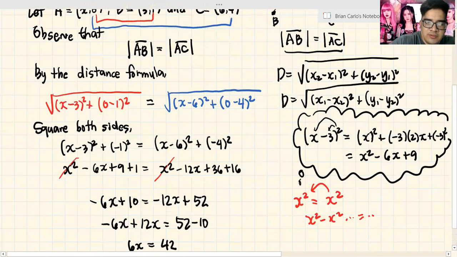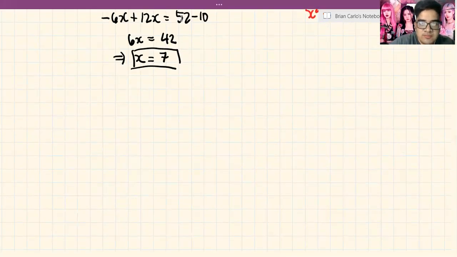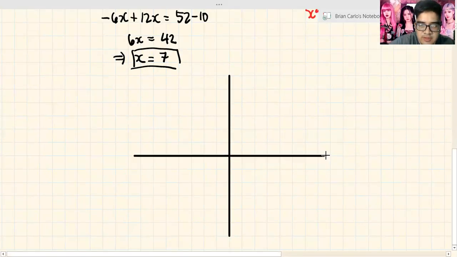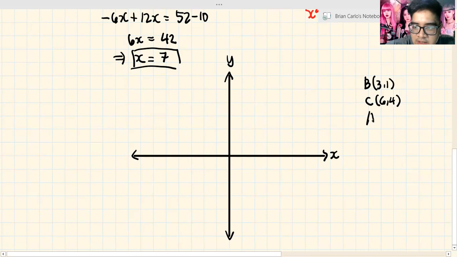Ngayon, tignan natin. Let's draw it. Let's have this Cartesian plane right over here. Nalagyan natin ng arrowheads. This is y, and this is x. Ano mga points involved? B is 3, 1. Yung C is 6, 4. Tapos yung A natin, nalaman natin na 7, 0, kasi x is equal to 7.